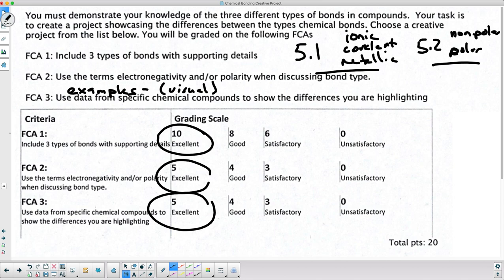Now there's other information in the Edpuzzle 5.1 where it talks about breaking bonds, absorbing energy, and so on. But within those Edpuzzles, you will find the information you need to do this creative bond project. All right, good luck, and let me know if you have any questions.